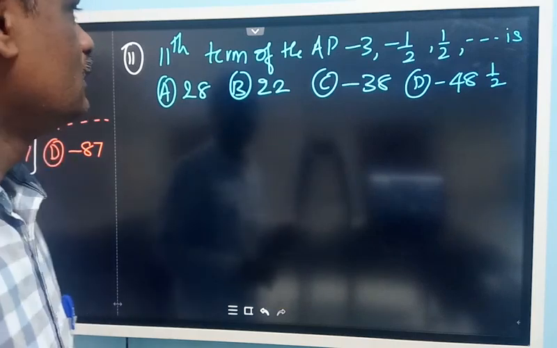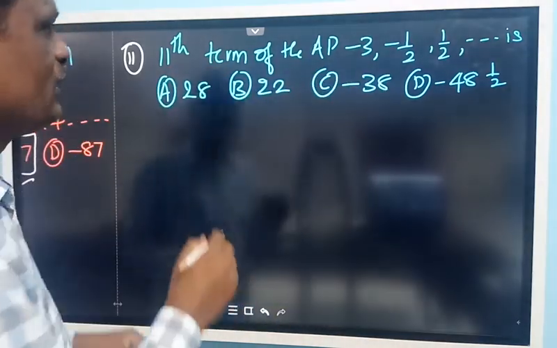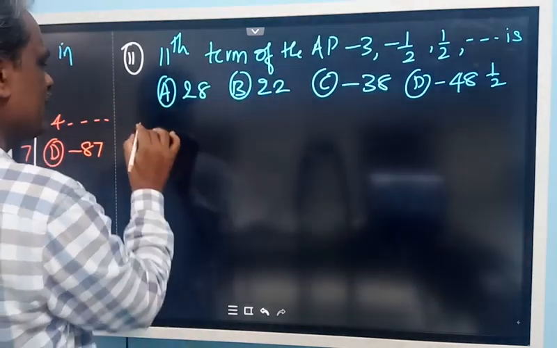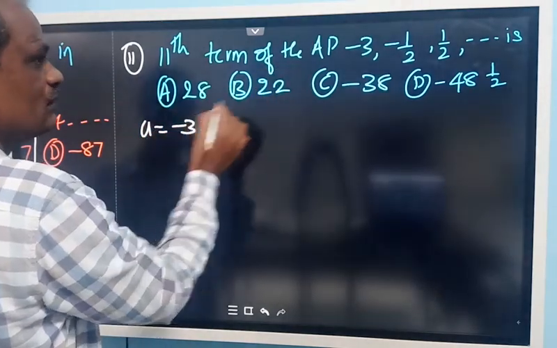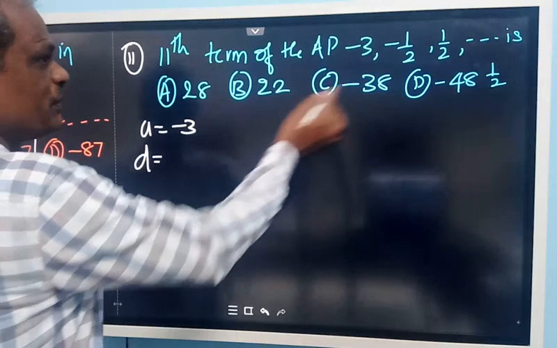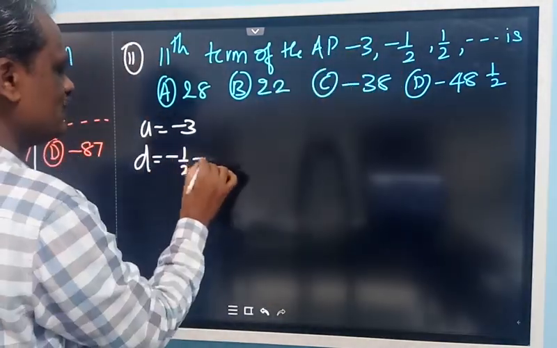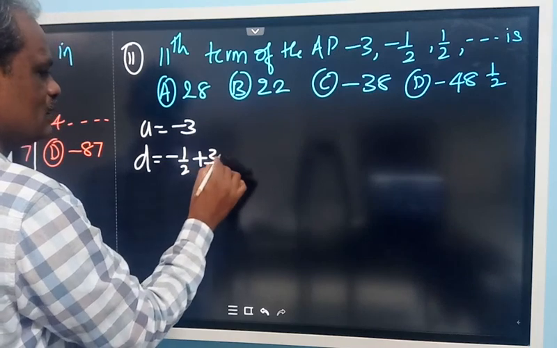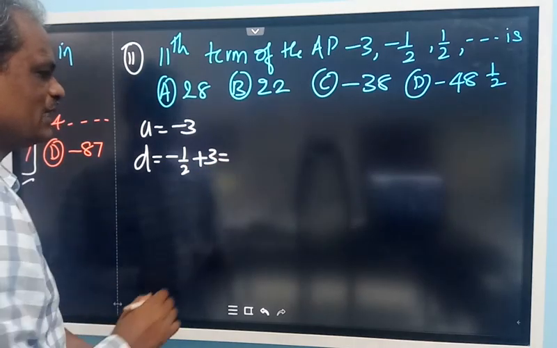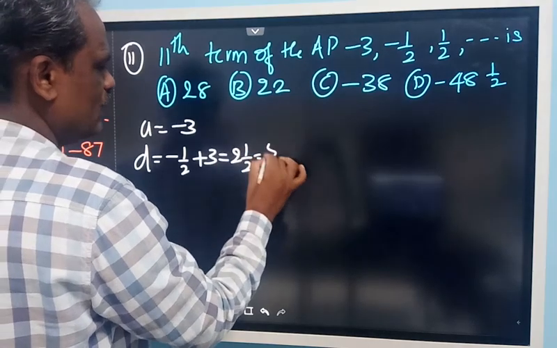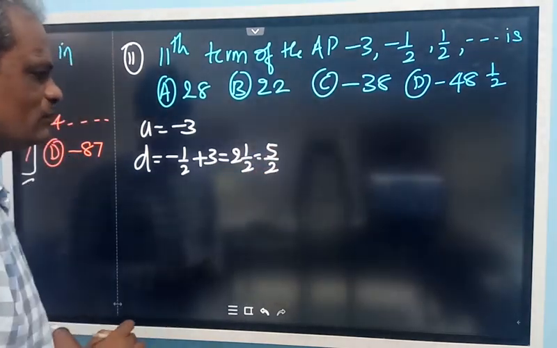Now the 11th term of this AP we need to find out. So from this you list out the details: a is equal to minus 3, and d, you subtract the first term from the second term, minus 1 by 2 minus of minus 3. Minus of minus 3 means it becomes plus 3. So it is 3 minus 1 by 2, means 2.5. So it is nothing but 5 by 2. d is 5 by 2.